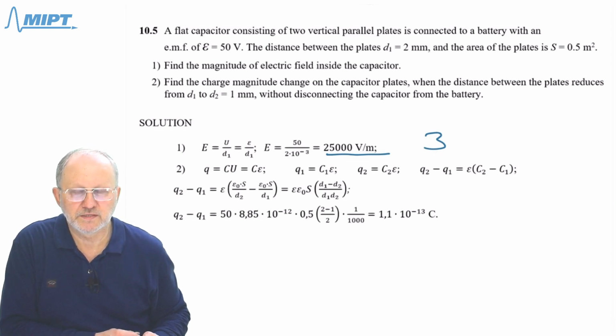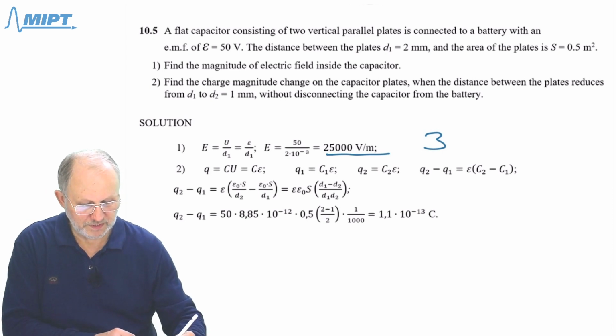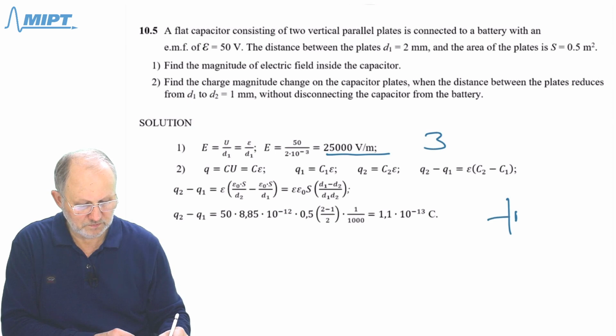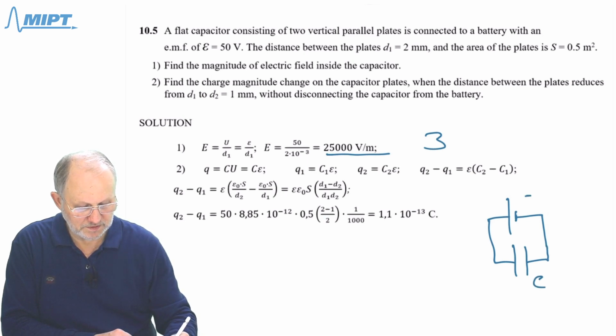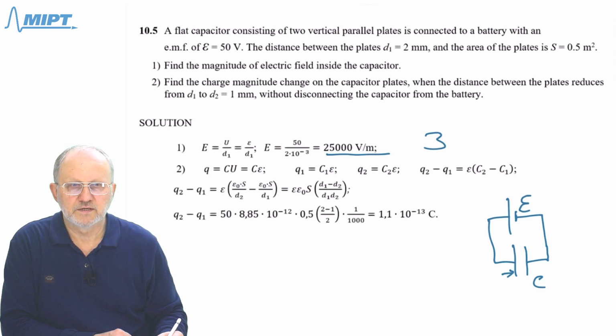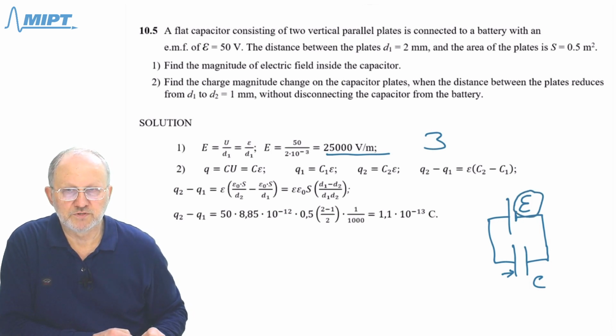The second question is a little bit more complicated. Find the charge magnitude change on the capacitor plates when the distance between the plates reduces from D1, which is, you remember, 2 millimeters, to D2, which is 1 millimeter, without disconnecting the capacitor from the battery. So what happens? We have a battery which is connected to the capacitor, and the battery voltage is constant and is denoted by E. If we move the plates of the capacitor, then the voltage on the plates will remain the same and will be equal to the electromotive force of the battery.